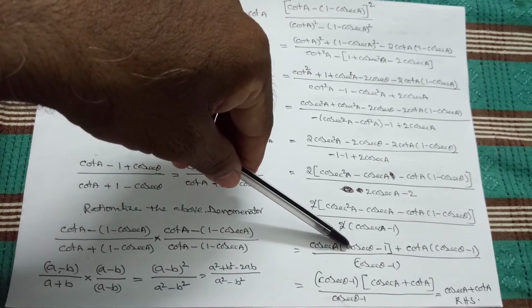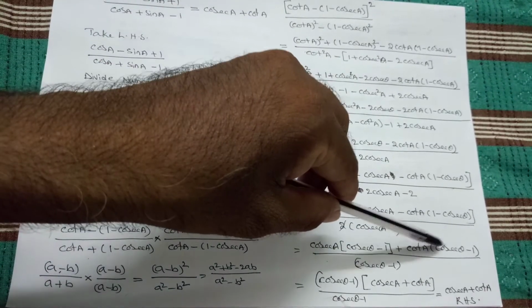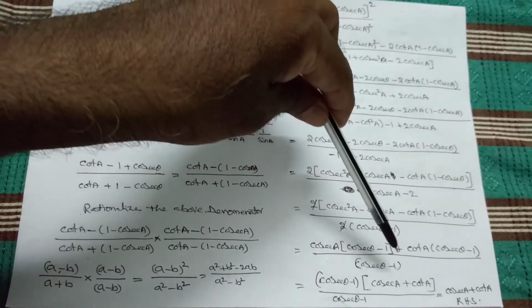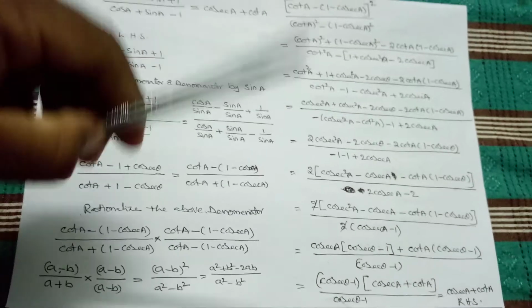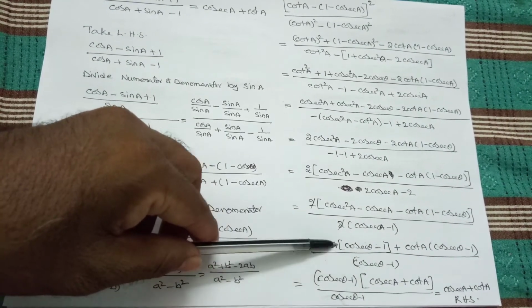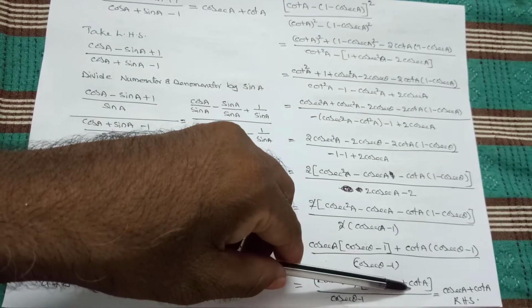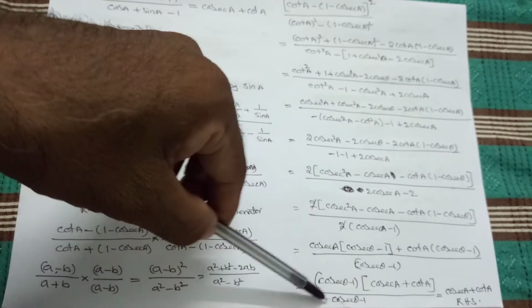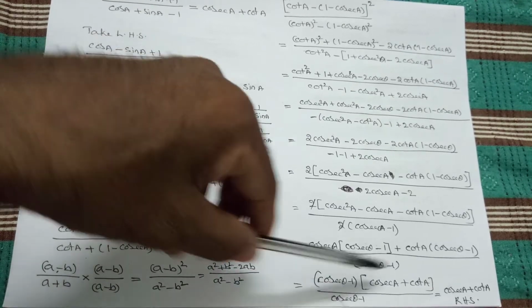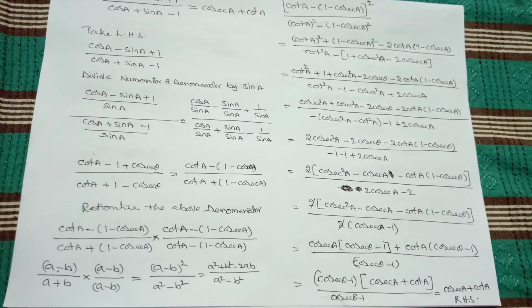Now cosecant theta minus 1 is common in both the terms. Take out the cosecant theta minus 1. Therefore here cosecant theta, that means cosecant A plus cot A are there, and in the bottom cosecant theta minus 1 remains. Cancel it and you will get the RHS.